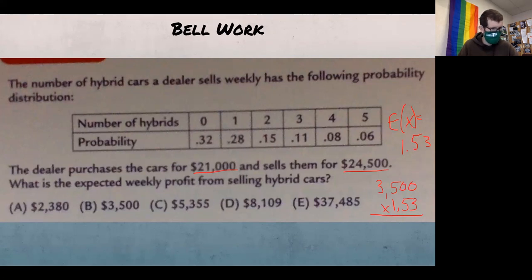Wait, so you found the expected value by finding the averages of all the probabilities? Yeah, the actual formula is the sum of the value of X times the probability of X. And so that would be 0 times 0.32 plus 1 times 0.28 plus these two multiplied together, plus all the way. But we let the calculator do that because it will do it automatically with one variable stats. Though you might find it faster just to do it by hand because this is all it's asking you for. It doesn't care about the standard deviation of this.